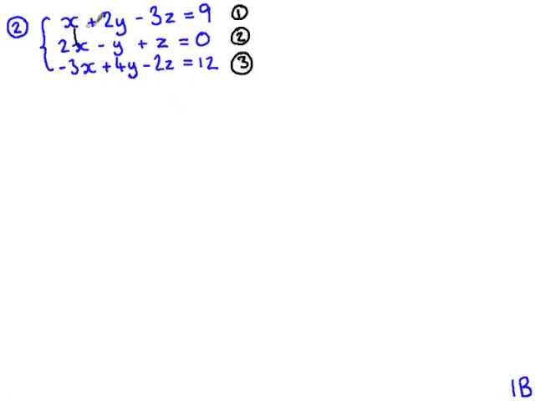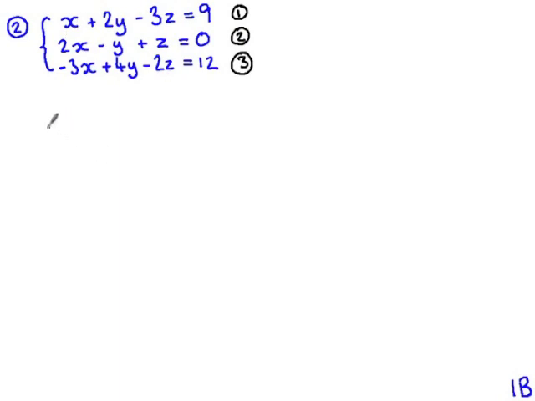So if we just look at equations 1 and 2 to start with, to eliminate one of the variables, I could multiply equation 1 by 2, and then I would have the same coefficient of x, or I could multiply equation 2 by 2, and that would result in the same coefficient of y, or I could multiply equation 2 by 3, and that would give me the same coefficient of z.